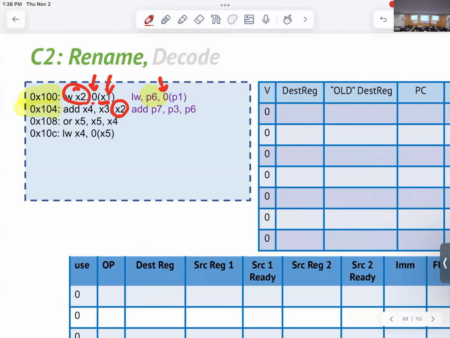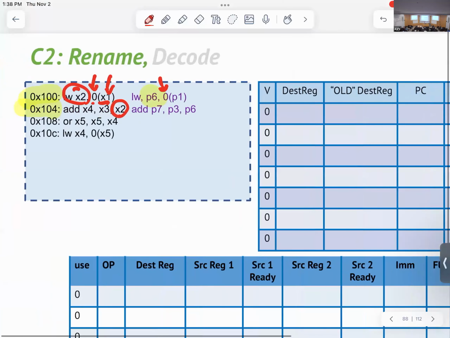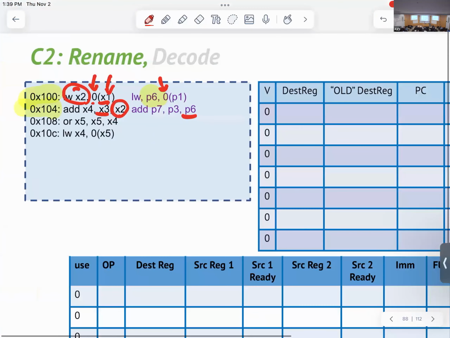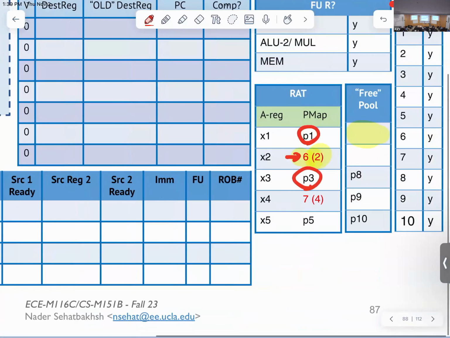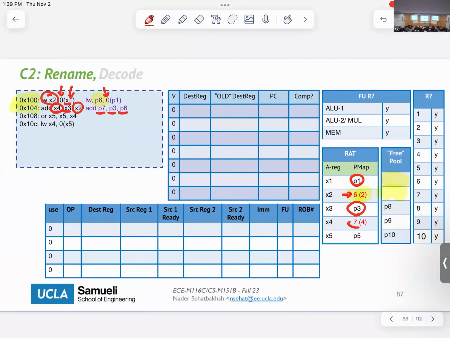So now I'm looking at the new mapping and see that X2 is now mapped to P6. That's why I put P6 here. I look at X3 and I see the mapping says that it should be P3. So I put P3 here. And for X4, I need a new mapping. So I change the old mapping, which used to be P4, to P7. I remove P7 from my free pool. I put P7 here, and that's it. Okay. So this is how my renaming logic would work. I'm going to give you a moment to look at this and let me know if you have questions so far.